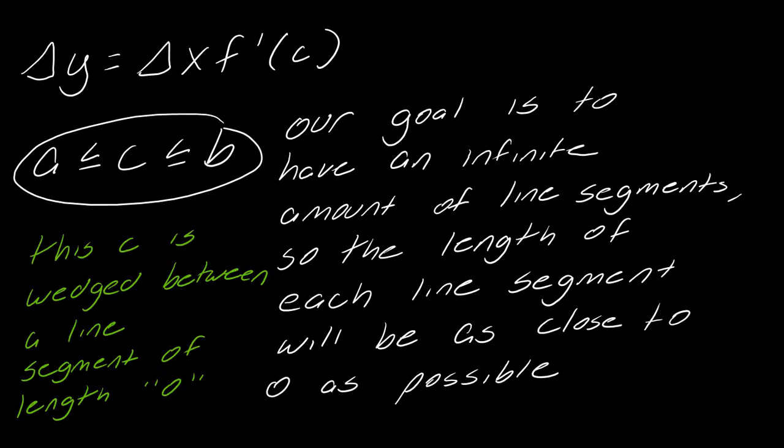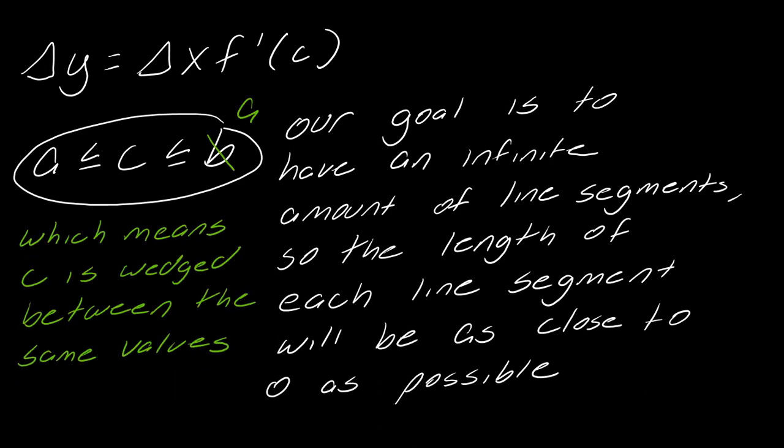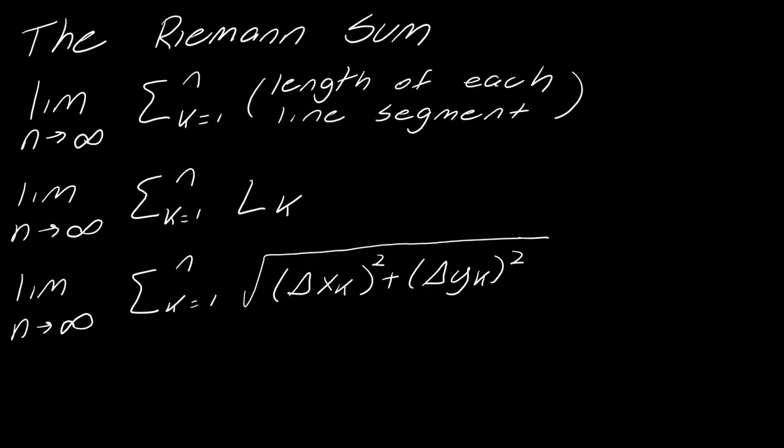Okay, so what does that mean then for this? If this c is wedged between a line segment of length 0, then what is the actual line segment? It's not going to be b anymore. It's not going to be wedged between a and b. It's kind of wedged between the same values. So more importantly, if c were wedged between two x's, then what does that mean about c? That means that c just equals x. So again, just kind of hold this in the back of your mind, and you'll see where this is all going in a second, so just remember this.